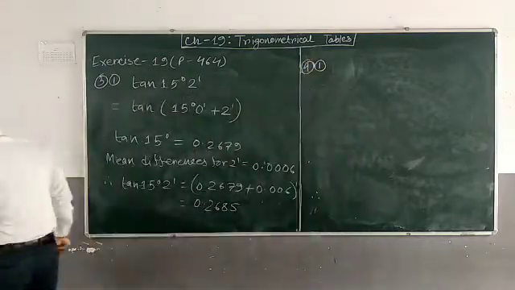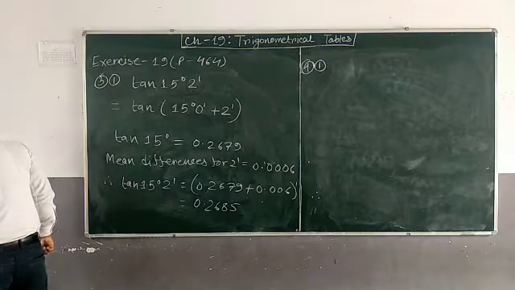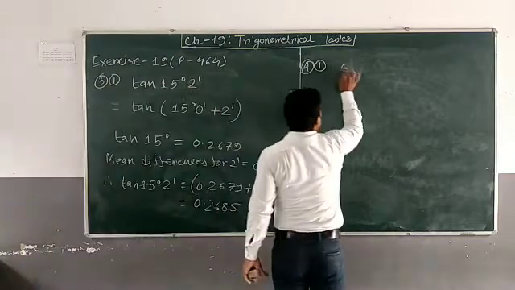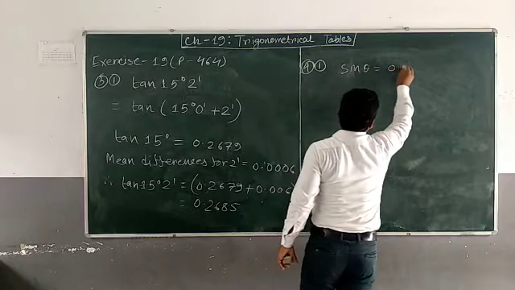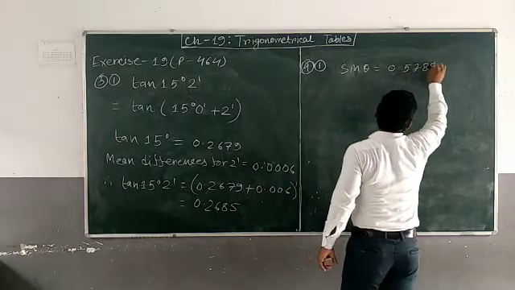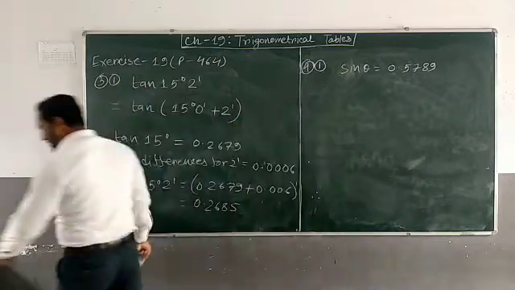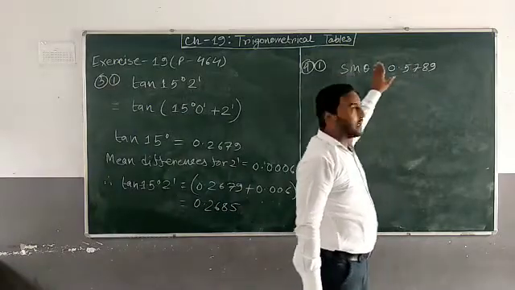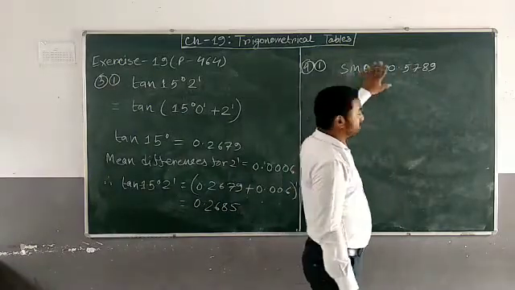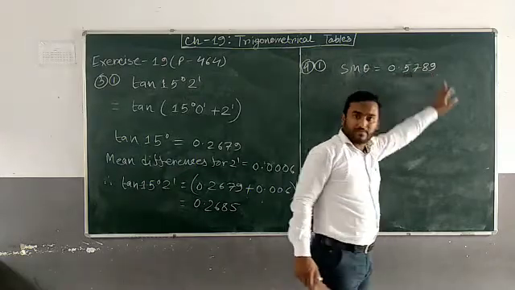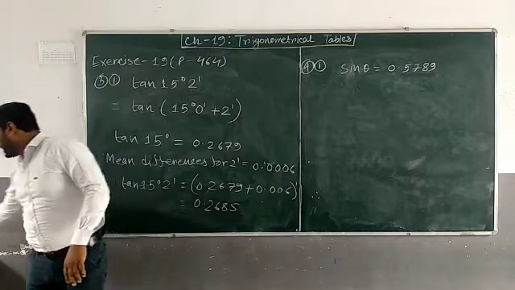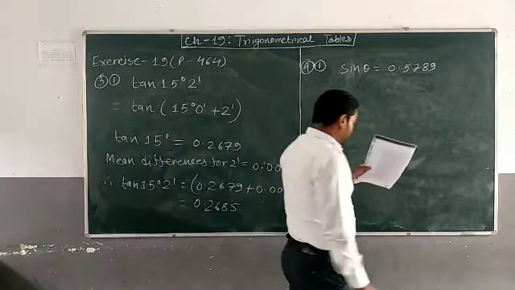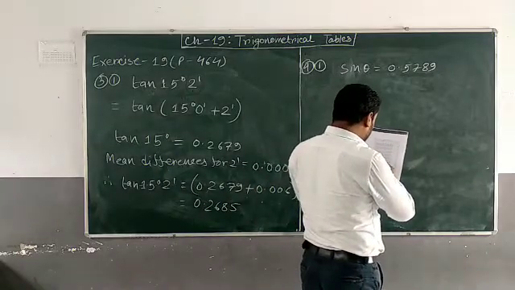It is given sin theta equals 0.5789. So sin theta is given, and you have to find the angle theta. First of all, you have to see whether this value is exactly in the table or not. So see the sin table, 0.5789.